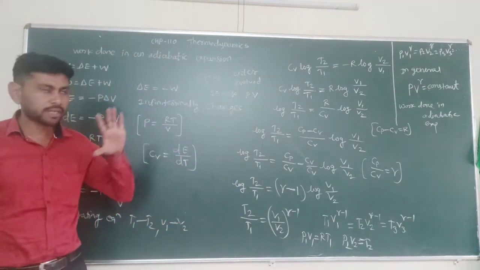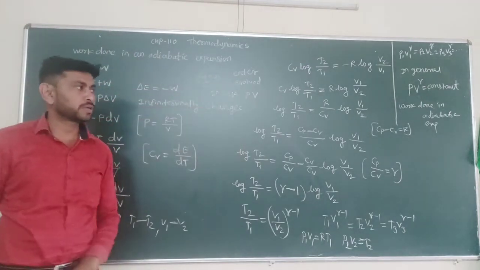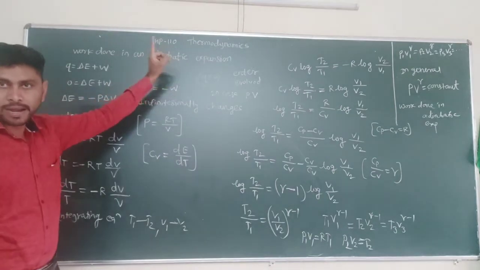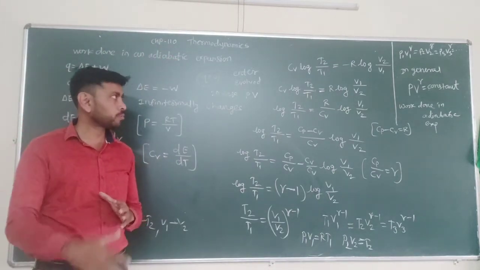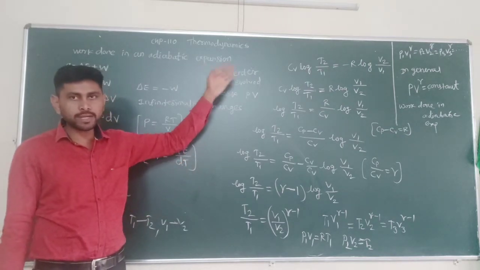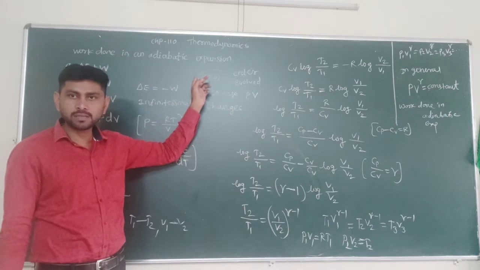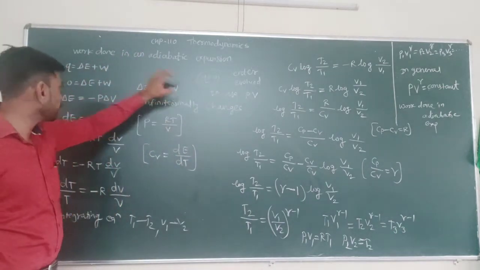Okay, so I am repeating once again. We are deriving the equation for work done in adiabatic expansion. Adiabatic means the process in which no heat is evolved or absorbed by the system. So if no heat enters or leaves the system, the heat content remains 0. Q is equal to 0 here.